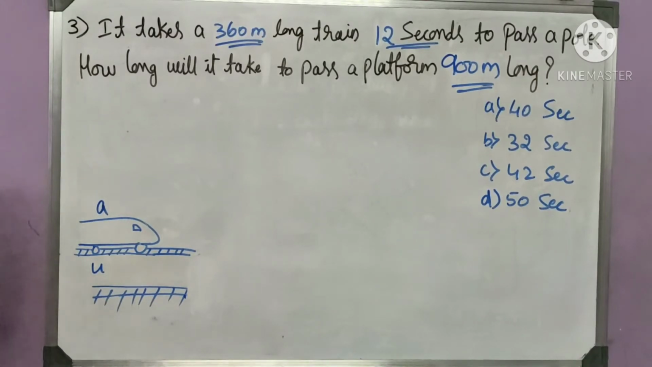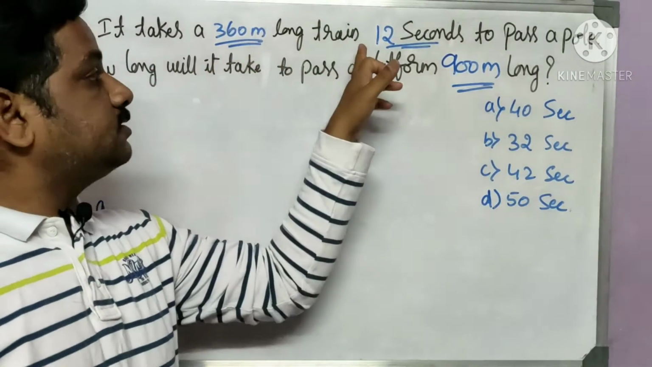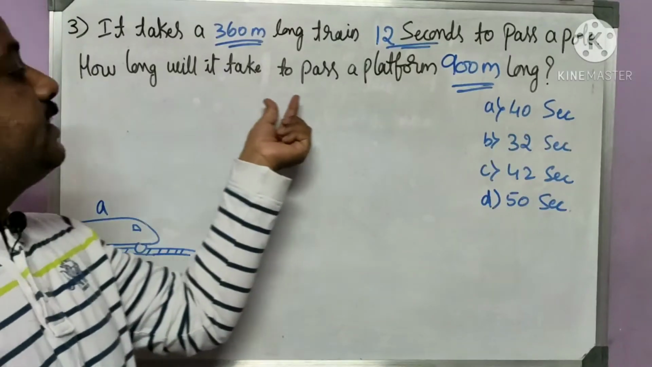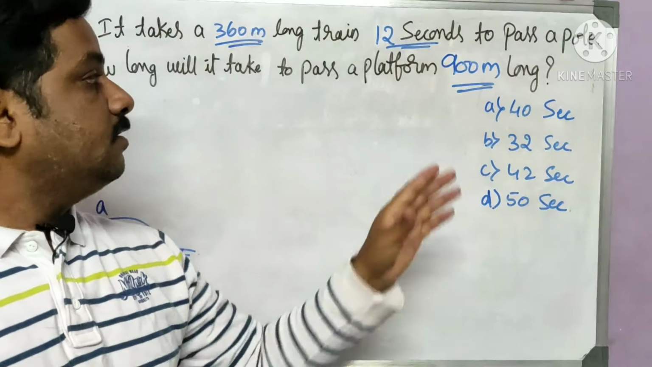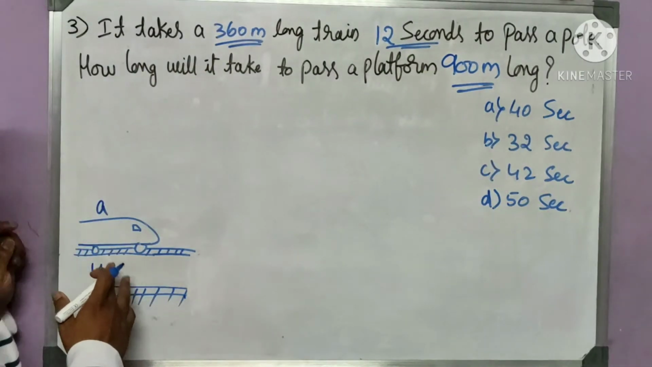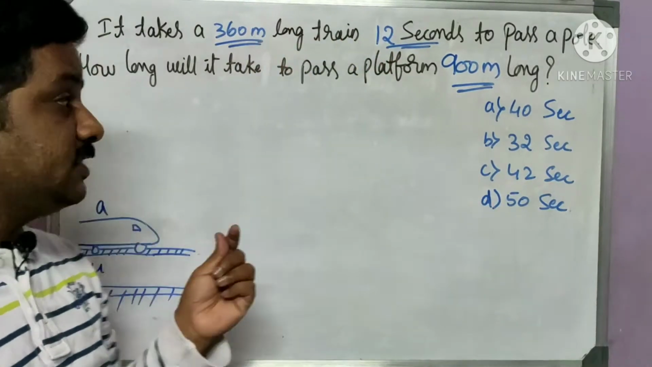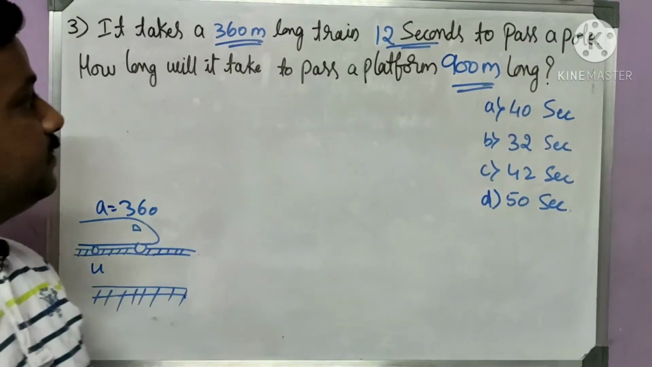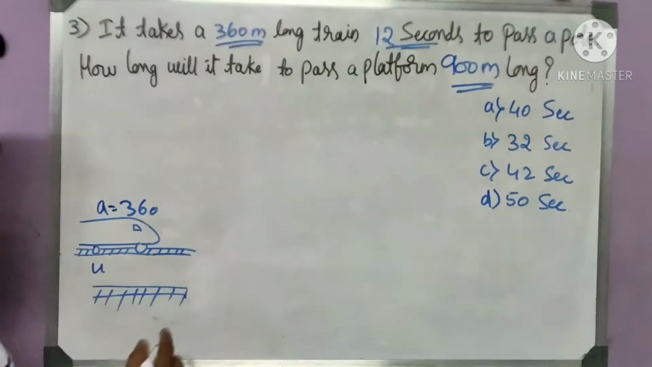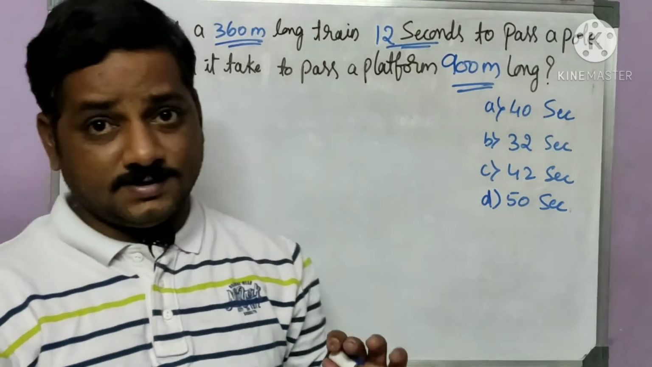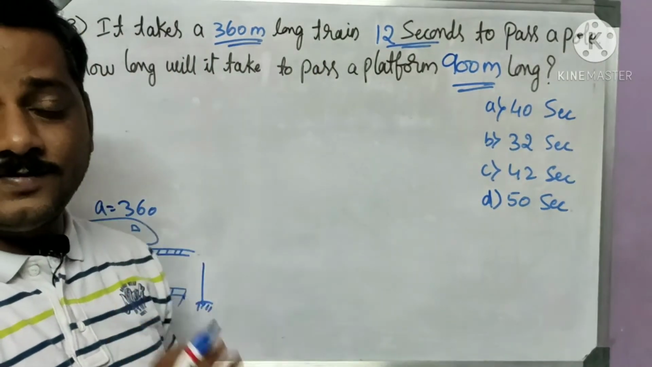Third question says that it takes a 360 meter long train 12 seconds to pass a pole. How long will it take to pass a platform 900 meter long? Okay, so there is a train, they have given the distance, the length of train is given as 360. So distance is given, and it is crossing the pole. Say there is a pole and it is crossing that pole in 12 seconds. Okay, that is one set of information.